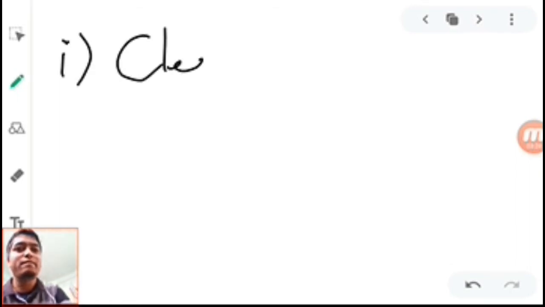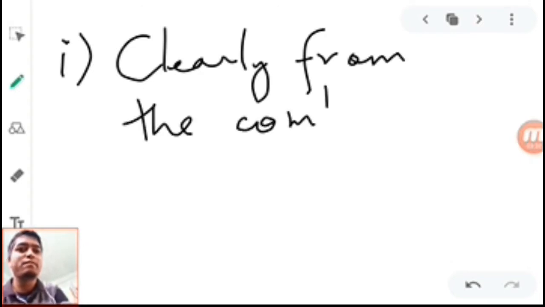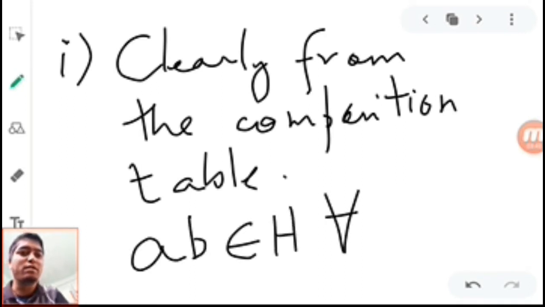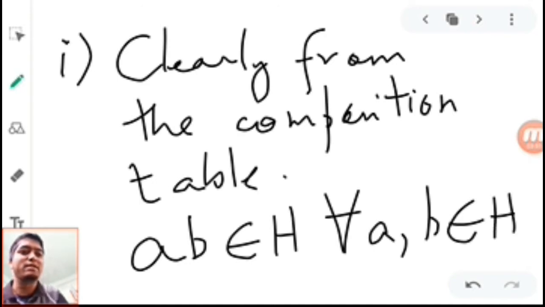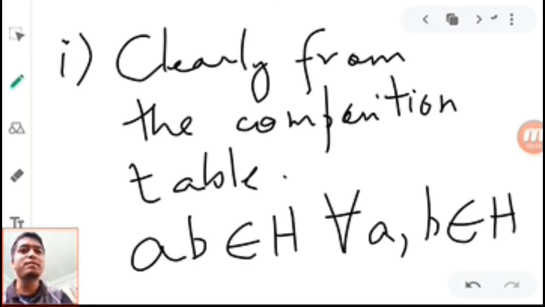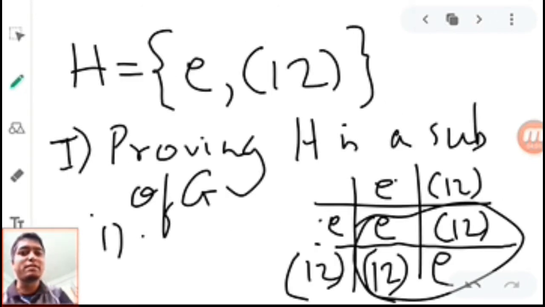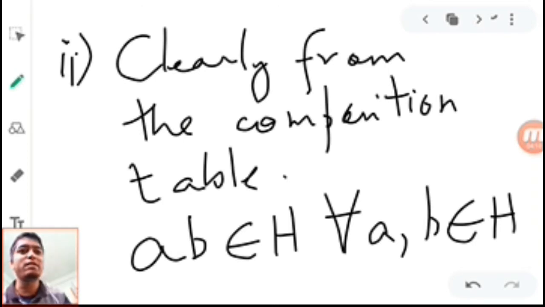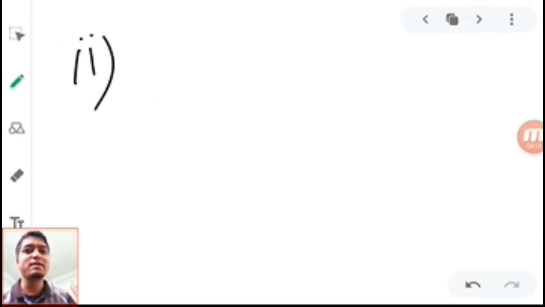Clearly, from the composition table, ab belongs to H for all a, b belongs to H. So no problem at all with the first one. Now let us take a look at the second one. Also H is non-empty. H is non-empty. Now we just have to prove that the inverse of each element of H is also an element of H.